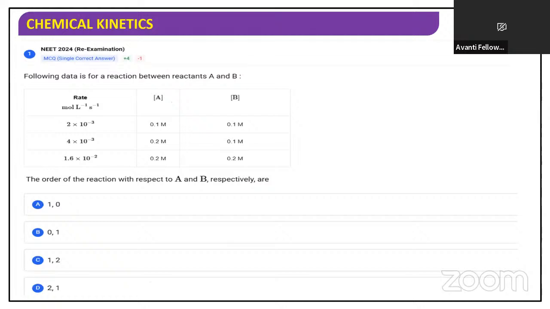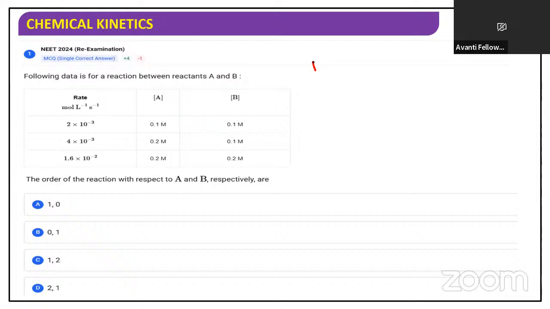Now we are going to see some questions based on these formulas, like rate law, first order, order, molecularity, complex and elementary reaction, and the Arrhenius equation. So now we are going to solve some questions, right? This question came in NEET 2024, just recently in the paper that was held. So what does the question ask? Just read this question carefully. They are saying the following data is for the reaction between A and B observed. Concentrations of A and B are given. Rate of reaction is also given. What is the order of reaction with respect to A and B?